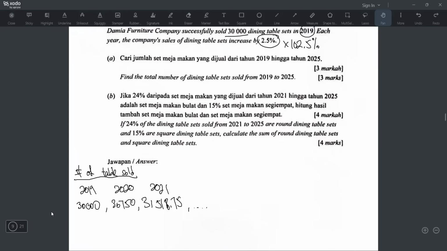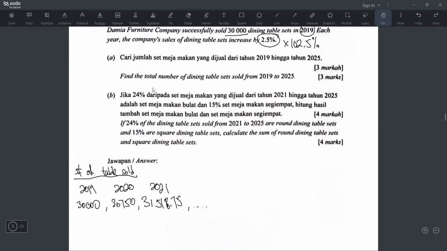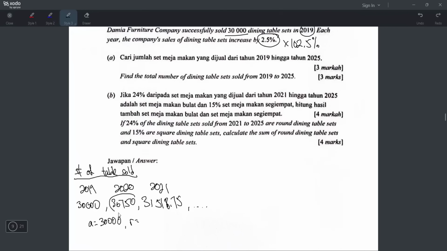Okay. Now let's write down our A and R. So your A is 30,000. That's the first term, and then your R common ratio would be this term 30750 divide 30,000, and if you tekan that, you will get 1.025. Yeah lah, because from here to here you times 102.5 divide 100 mah. Here to here also you times with 102.5 or 100. So of course the R will be 1.025.